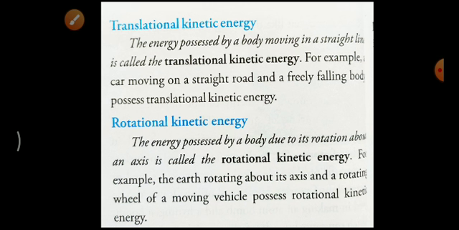For example, the earth rotating about its axis and a rotating wheel of a moving vehicle possess rotational kinetic energy. We know that the earth is not only revolving around the sun, but it is also rotating around a fixed axis. So that is an example of rotational kinetic energy, and the wheel of a moving vehicle possesses rotational kinetic energy. One axle will be there around which the tire will be rotating. So this one is about rotational kinetic energy.